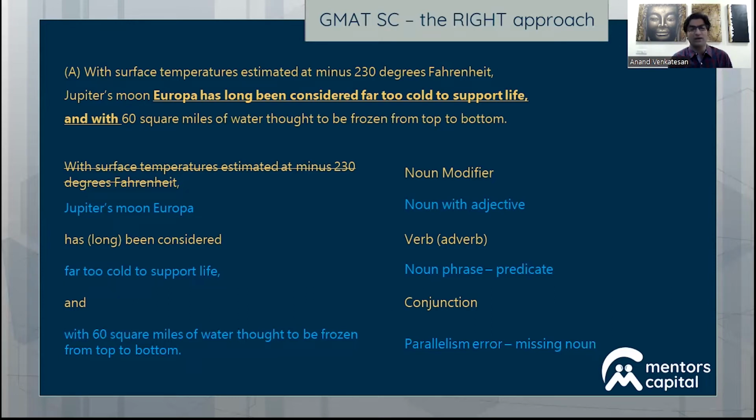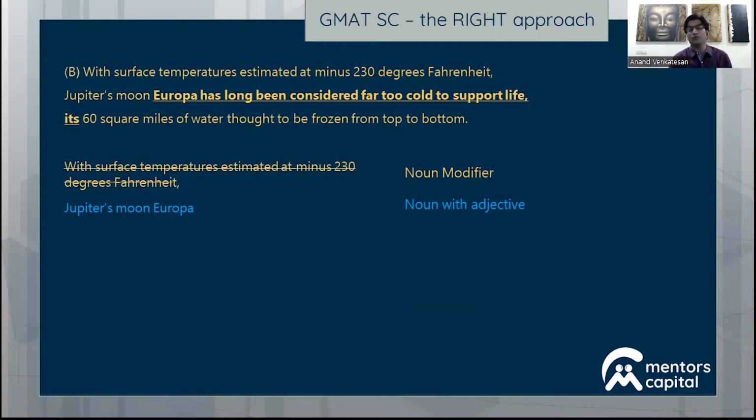By looking very quickly at the sentence structure, you can identify that the conjunction is there, but parallelism around it is incorrect. So I can eliminate option A. Let's move on to option B. The first part of the sentence is exactly the same. What are we talking about? We're talking about Jupiter's moon Europa has long been considered, so far the same, right? What has it been considered? It's been considered far too cold to support life. So far so good as well, right?